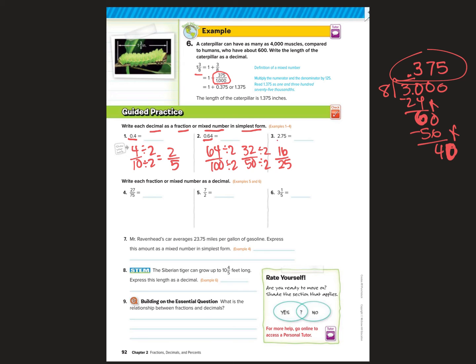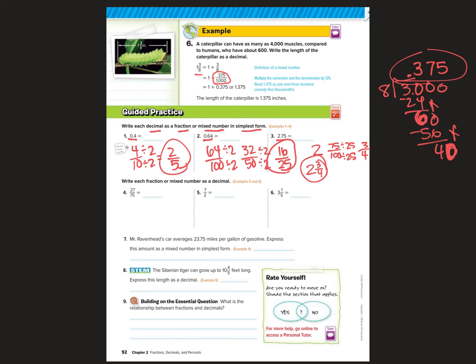How about 2 and 75 hundredths? 2 and 75 hundredths. I can divide these both by 25 and get 3/4. So my final answer would be 2 and 3/4. Circle my answers there. Okay. Next, we've got some fractions here, so let's look at these guys.